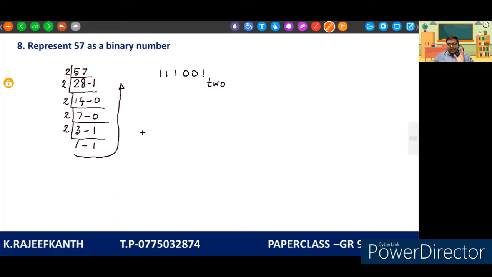Right? So if we write the number with the base 2, that is a binary number. Here they have given the decimal number 57, and we converted it into a binary number, right? So if you want to convert into a binary number, you have to divide by 2 and write the remainders also. Then you can write the remainders in the order 1, 1, 1, 0, 0, 1, base 2. You have to write the base also.